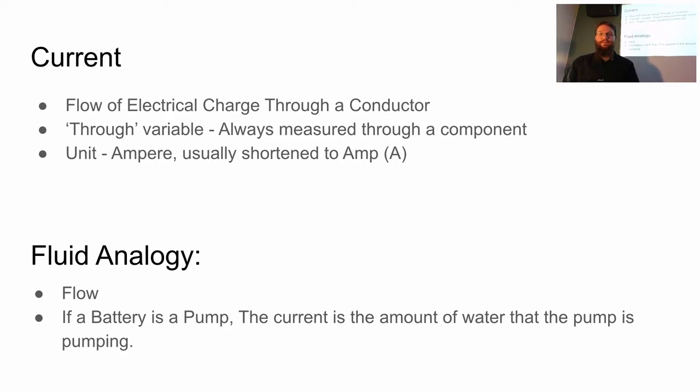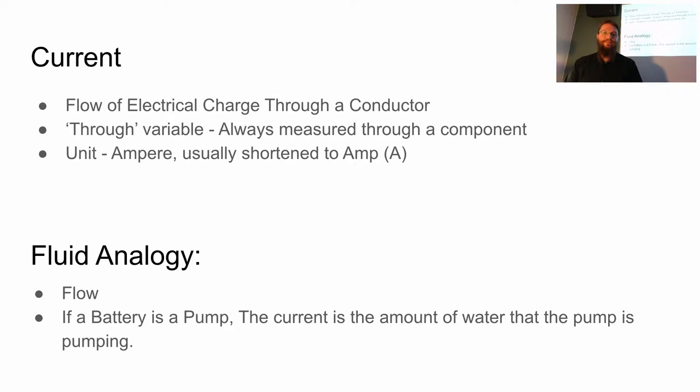Current is, as I mentioned at the very beginning, the flow of electrical charge through a conductor. The key word is through. It is a through variable, and that means current isn't from one node to another. Current goes through a component. So you don't measure it in the same way as voltage, which I'll show you in a second. The units for current are called amperes, which is almost always shortened to amp or amps. The symbol for that is the letter A, and in your fluid analogy, that is the rate of flow.